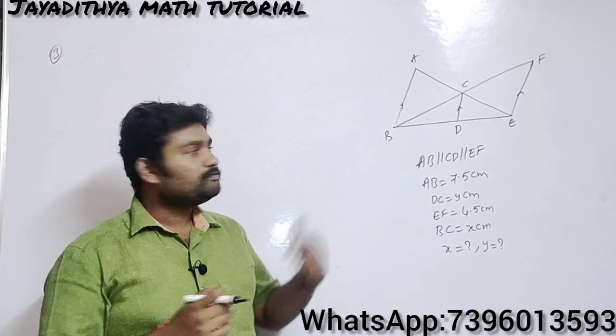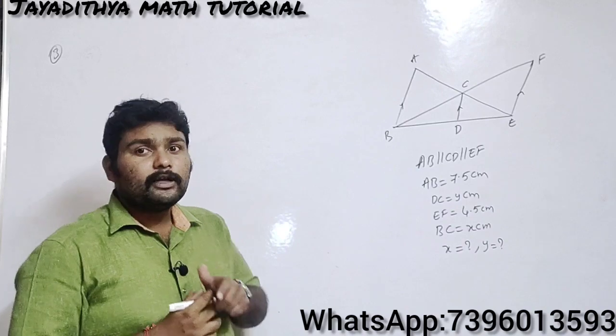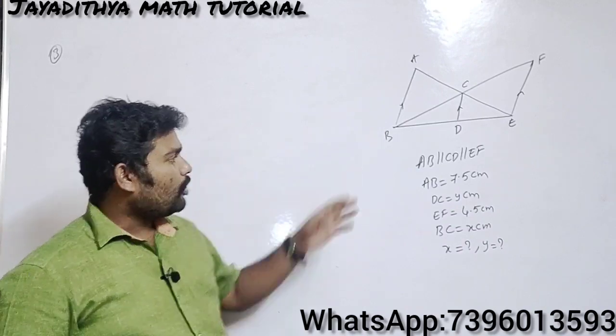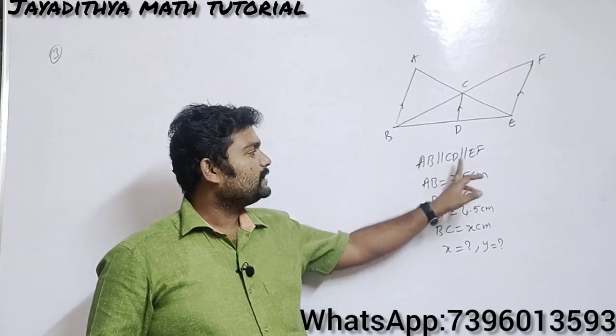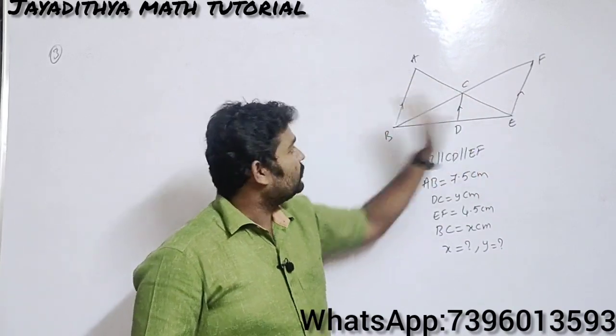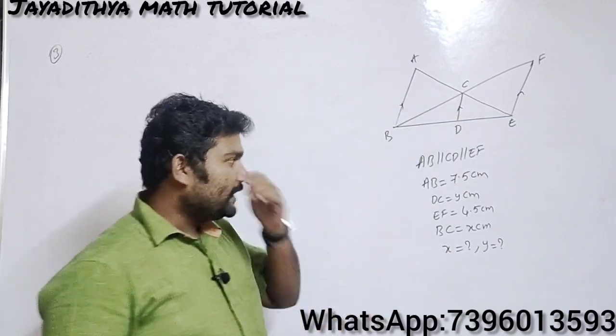Right now, see here, this is a very important 4 mark problem for you. In this problem, he has given a figure, and also he told that AB is parallel to CD, which is parallel to EF. So AB is this one, CD is this one, and EF is this one. All these 3 lines are parallel to each other.